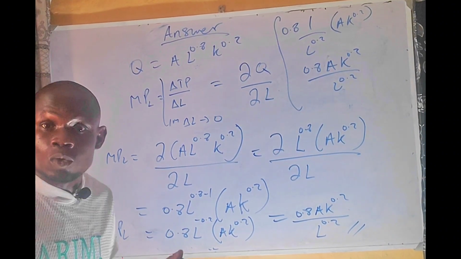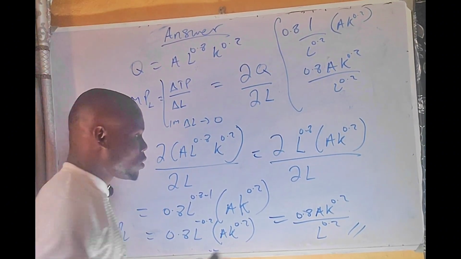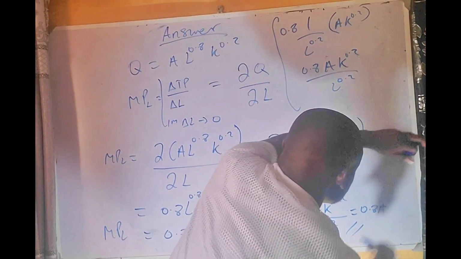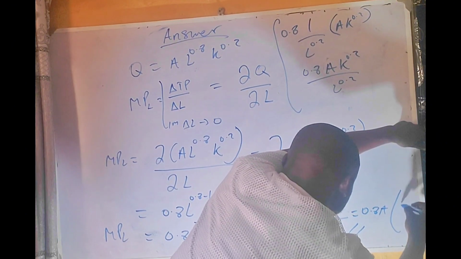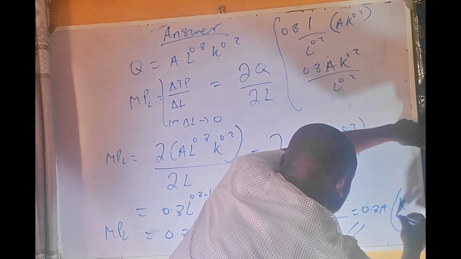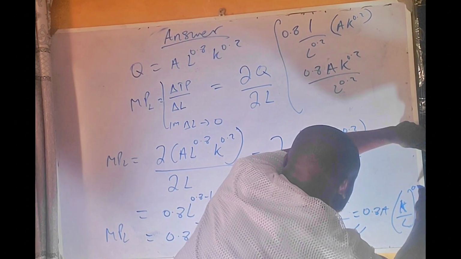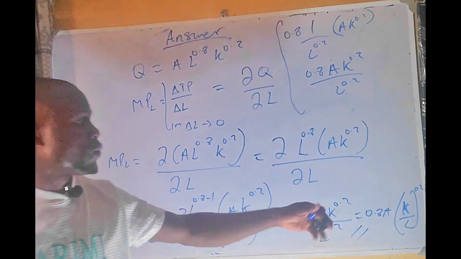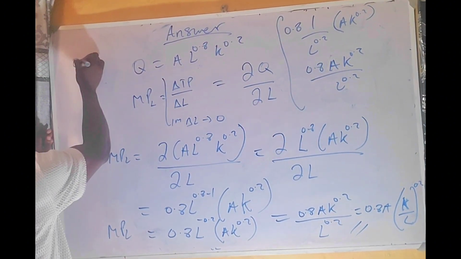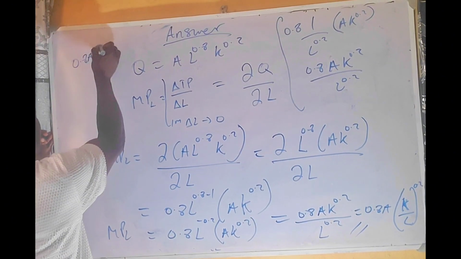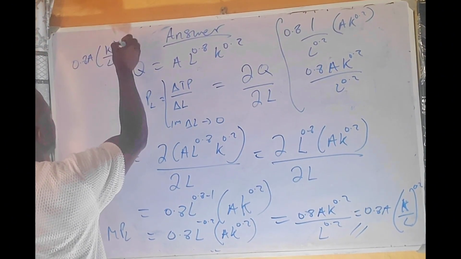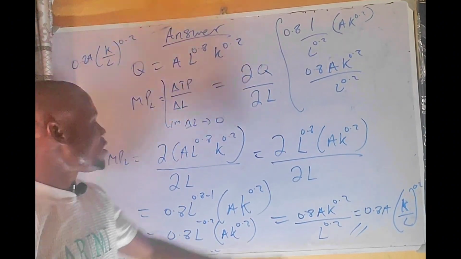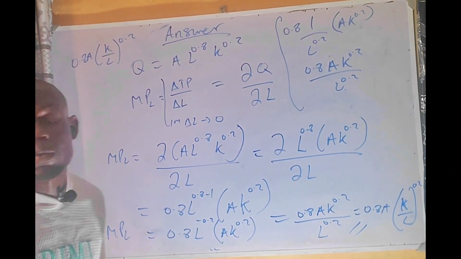And if you are a mathematical guru and you want to show that you are very good, you can put it further as 0.8 A into (K over L) all raised to 0.2. What I wrote there is 0.8 A K over L all raised to 0.2. It's still the same thing as this. This is your answer. You can't solve this any further than that. That's your marginal product of labor.